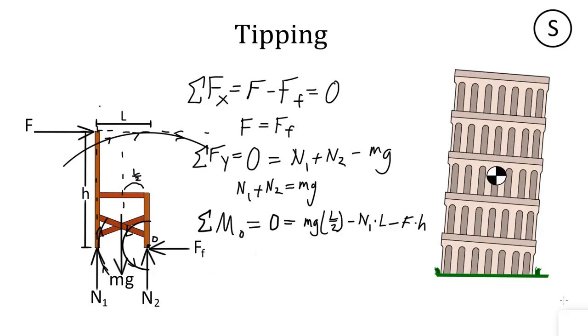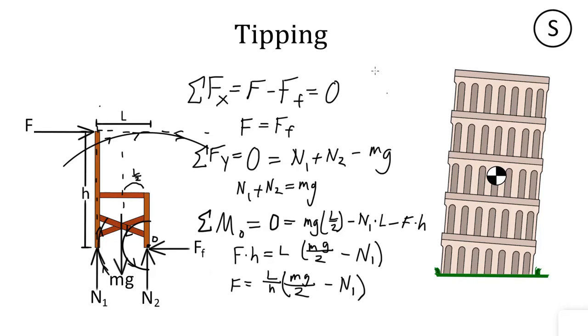So in order to really analyze this, we have to get F all by itself. So what we're going to do is add F times H to the other side. So then we get F times H equals, and then we're left with this one, and there's L in both of them, so we can take out an L. So then we have L times mg over 2 minus N1. Then F is going to equal L over H times mg over 2 minus N1.